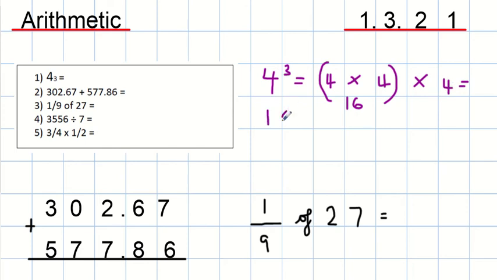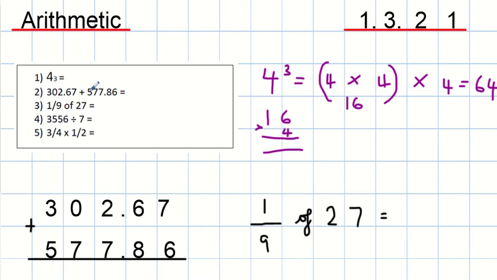Now, some of you might like to do a jotting for that one. Others of you may have done that mentally, and either is fine. 16 times 4 is 64. Now, I'm not going to show you that jotting because I know you're very confident with those. But if you haven't got 64 as your answer, please double check firstly that you've remembered what cubed means, and then go and check your calculation to make sure you haven't made a mistake. Okay, question number 2 then.